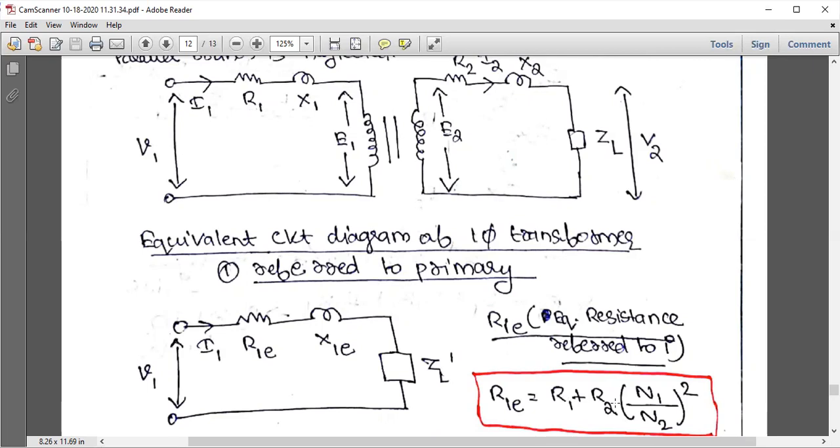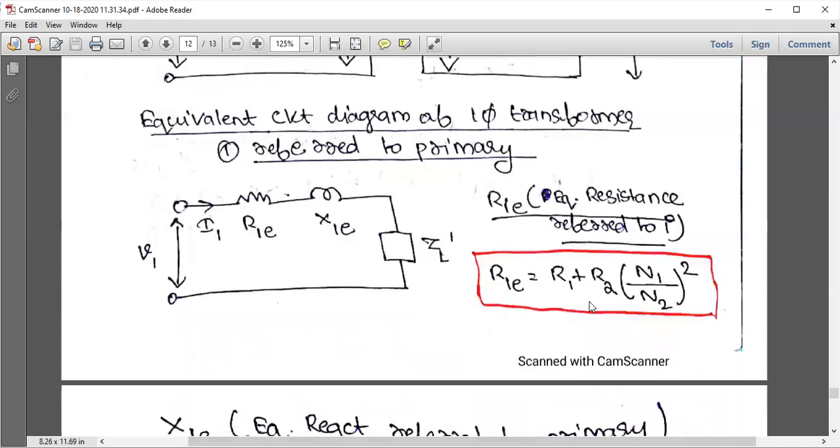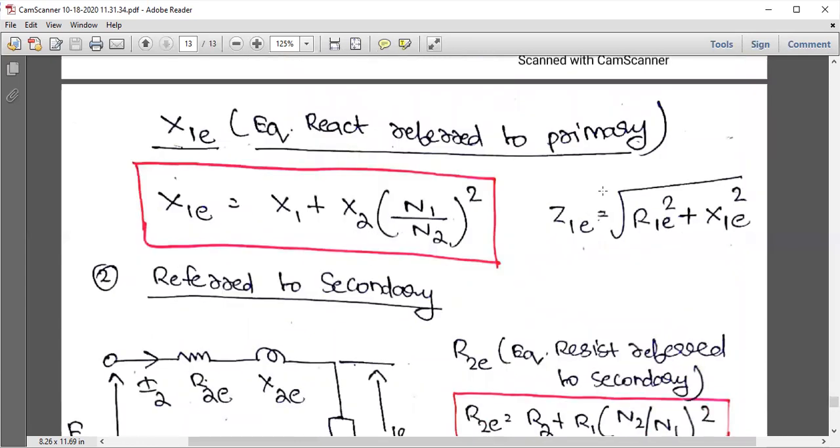Always remember, when we are bringing from secondary to primary, making everything primary, the numerator will be N1, the primary number of turns. Just remember it like that, it is easy. Coming to primary means the numerator will be primary. Don't learn it as k or k square, that may bring confusion. Just learn that when bringing to the primary, N1 is on the numerator. So R1 plus R2 into N1 by N2 the whole square. Same is the case with the reactances: referred to primary, X01 or X1E will be X1 plus X2 into N1 by N2 the whole square.